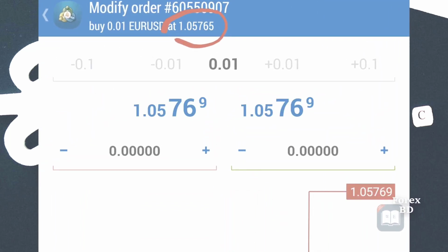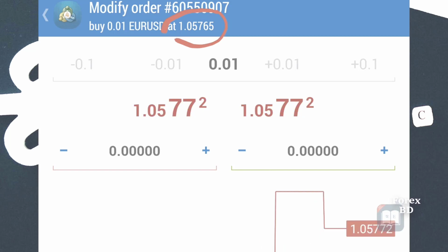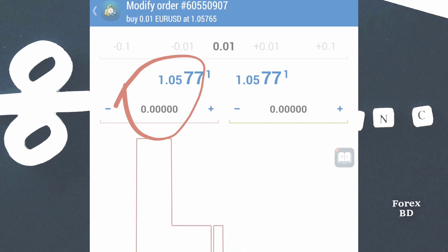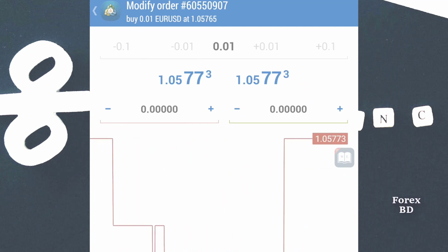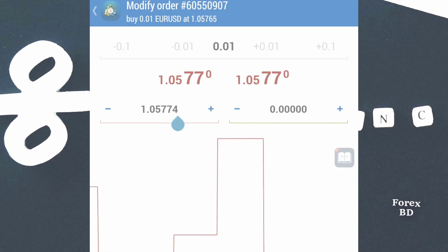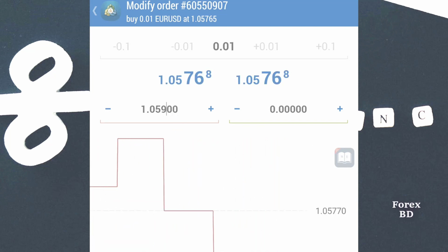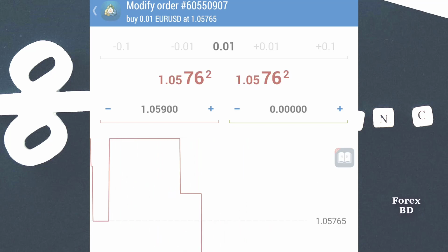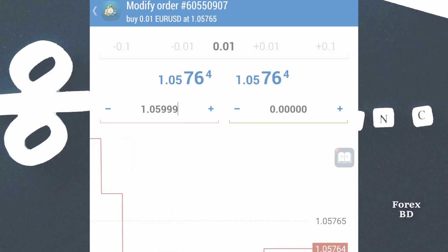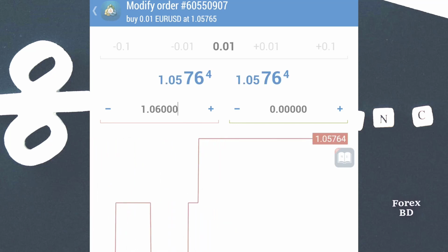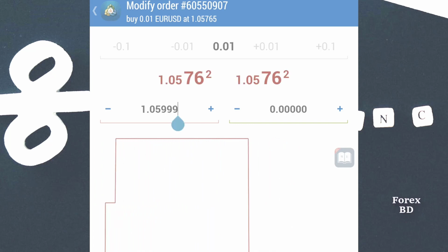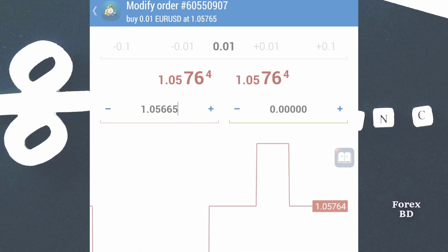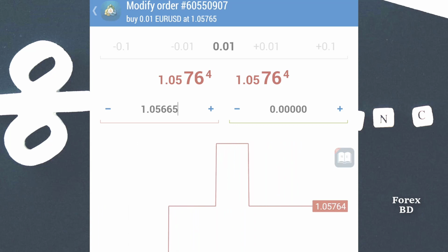So if we go to our entry, then we can set up SL and TP. Our entry point is 1.05765. Since we have taken a buy entry, we have to set up TP at the top and SL at the bottom. So here we will set up 10 pips SL. Our entry point is 1.05765. So if you go 10 pips or 100 points down from here, it will be 1.05665. Since there are 5 digits after the decimal, our 10 pips are equal to 100 points or pipettes. So we have to write 1.05665 in place of SL. So we set up our SL.